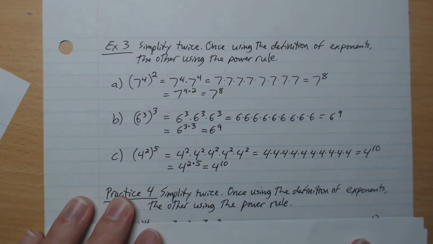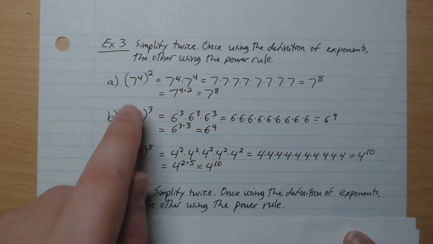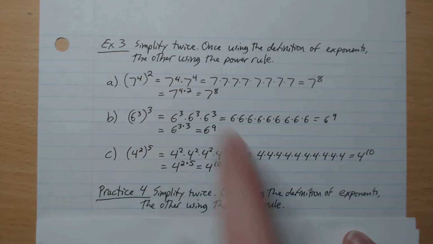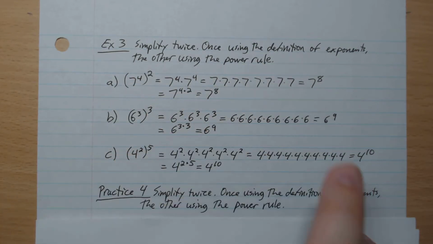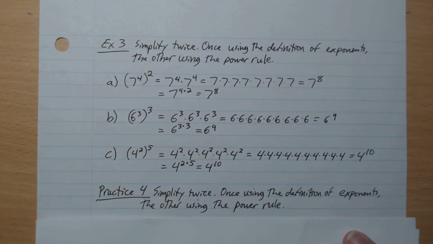Okay, example 3. Simplify twice. Once using the definition of exponents, the other using the power rule. So 7 to the 4 to the 2 means 7 to the 4 times 7 to the 4. Each of these 7's happen 4 times like that, and so this gives 7 to the 8. Or we can go 7 to the 4 times 2, which gives 7 to the 8, like that.